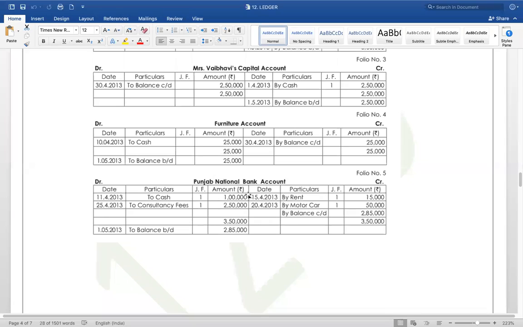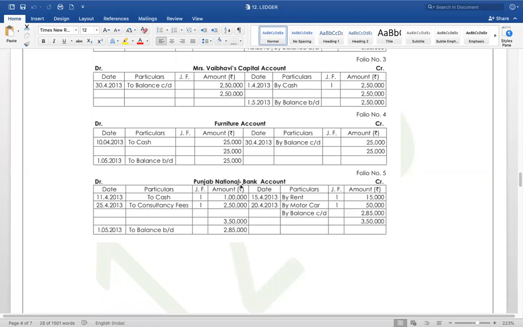And not only that, there's a check that you have received from A1 Pharmaceuticals Company to the tune of 2 lakhs 50,000 as a deposit or an advance for your consultancy services. This 2 lakhs 50,000 also is deposited in Punjab National Bank, and that also is debited. Punjab National Bank debit to consultancy fee 2 lakhs 50,000.